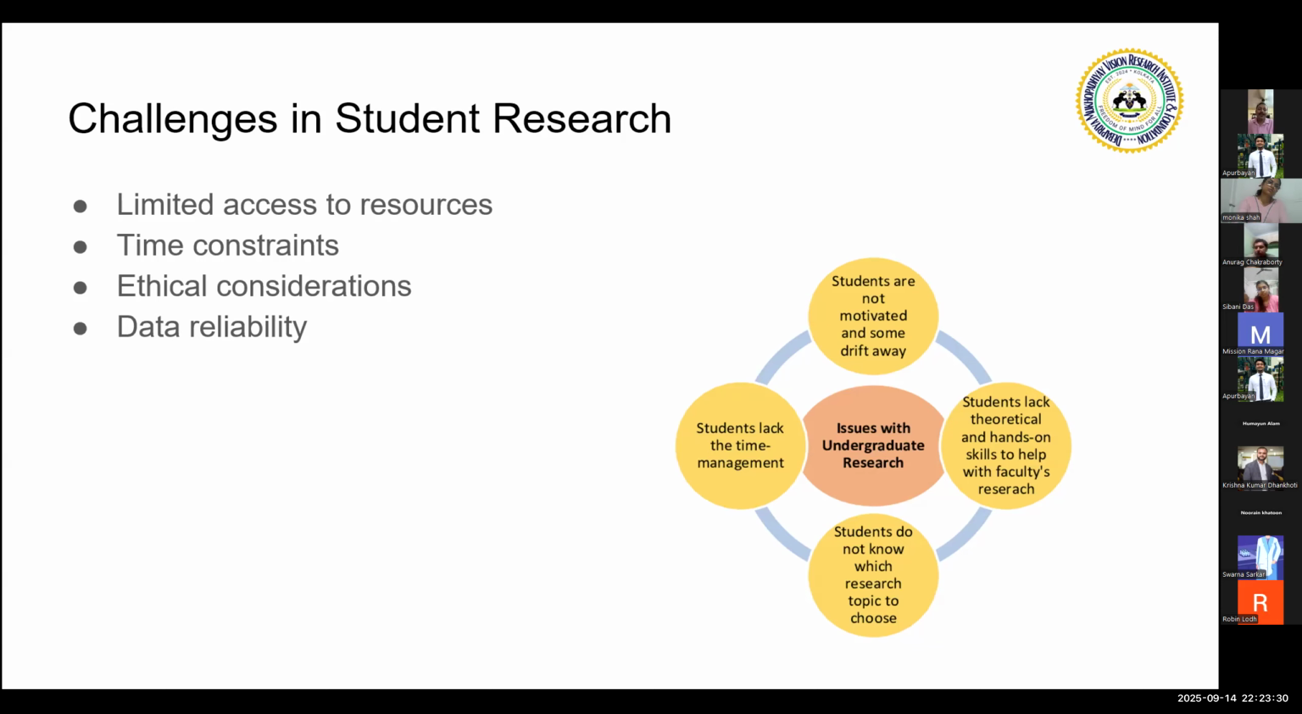Okay. The next thing, time constraints. So first thing is limited access to resources. So resources are now not limited. There are various open source platforms where you can get those resources. Even PubMed and NHS Trust publish their data. If you have some kind of access, you can get them.